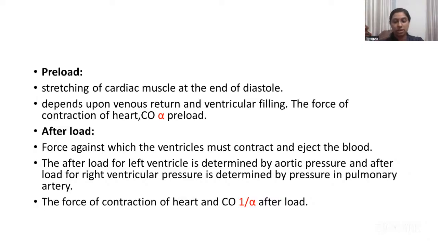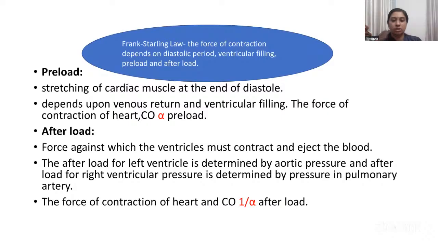They are outflow systems. If they offer more resistance, the ventricle has to contract more forcefully to pump the blood through the pulmonary artery as well as the aorta. When these have high resistance, afterload will be higher. So the force of contraction of the heart and cardiac output are inversely proportional to the afterload. When the afterload is high, the heart has to pump very forcefully, and this will reduce the cardiac output. This is what we call the Frank-Starling law of the heart: the force of contraction depends on the diastolic period, ventricular filling, preload, as well as the afterload.